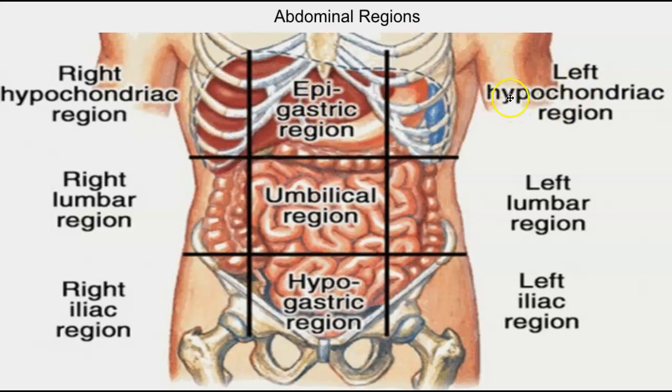And then you have your left hypochondriac region. And then you have your right lumbar region, your umbilical is referring to your belly button. So you have your umbilical region and then the left lumbar region.